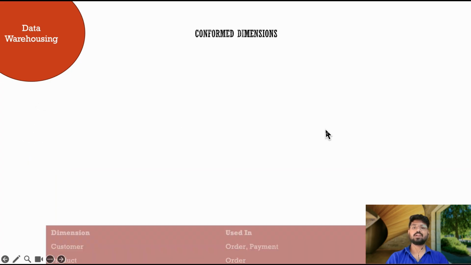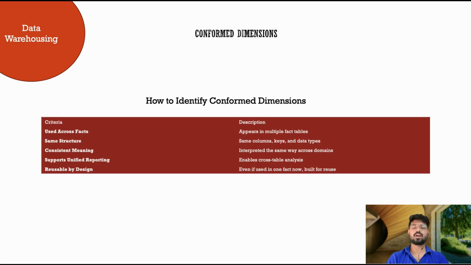Now, how can we identify conformed dimensions? To identify them, we have several criteria. We can check if the dimensions are used in several fact tables, if the dimension has the same structure, and if the dimension has a consistent meaning across all the fact tables or across all the domains. Then we can consider that those dimensions are conformed dimensions. Okay, so this is how you can identify the conformed dimension.